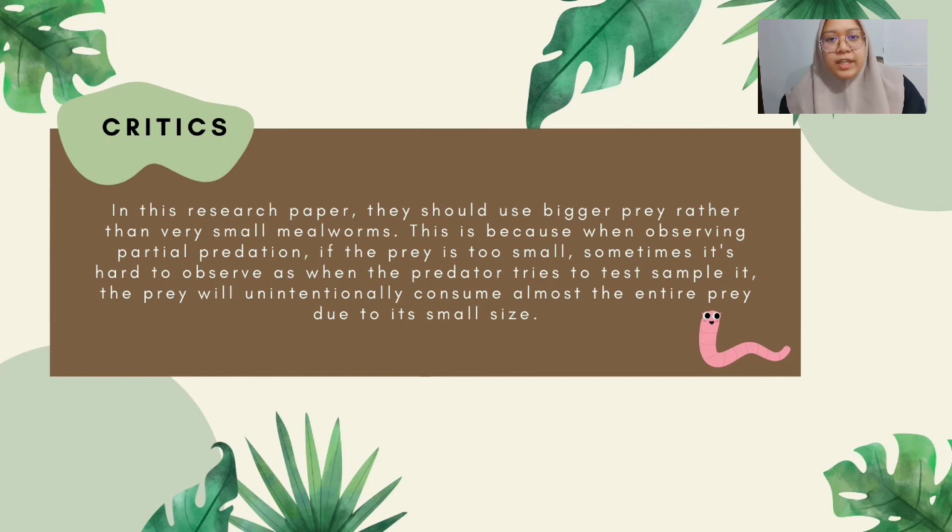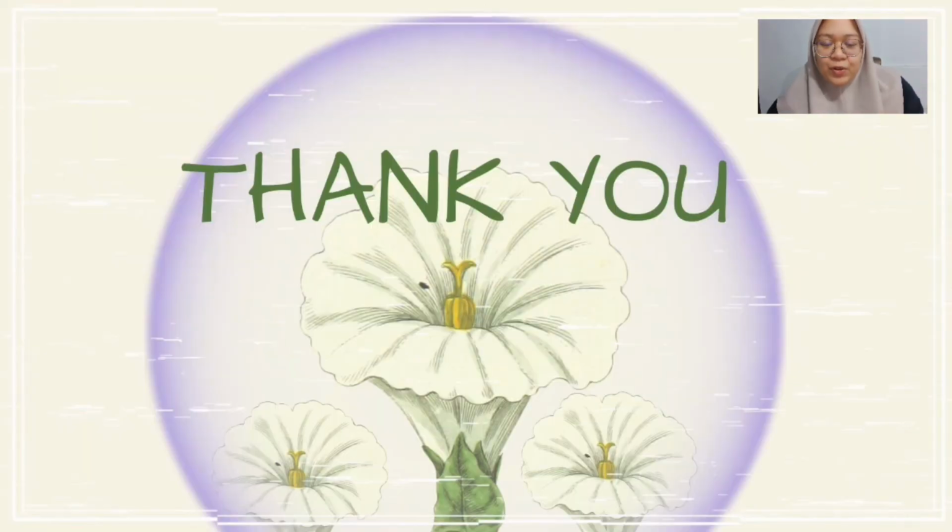Lastly, for the critique of the research paper, I think they should use bigger prey rather than very small mealworms. This is because when observing partial predation, if the prey is too small, sometimes it's hard to observe, as when the predator tries to test sample it, the predator will unintentionally consume almost the entire prey due to its small size. That's all for the video today, guys.